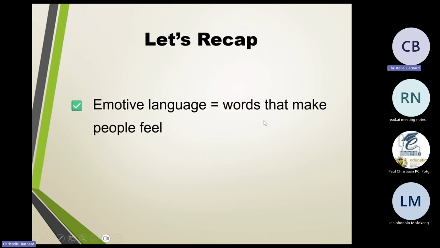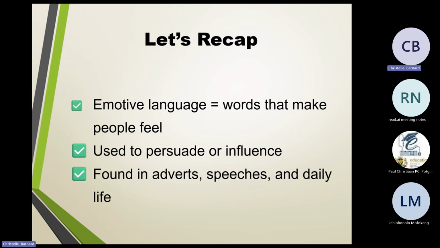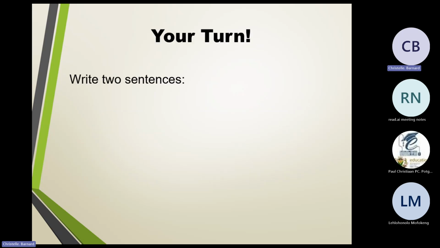So if we quickly recap, emotive language is words that make people feel. You feel a specific emotion. It is used to persuade or to influence people. That's the purpose of emotive language. And then you will find it in adverts, you will find it in speeches, and even in your daily life.